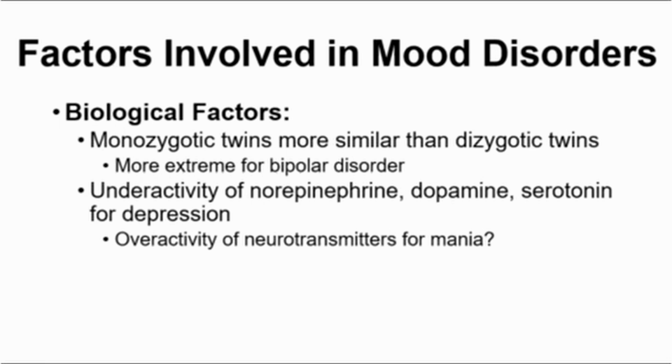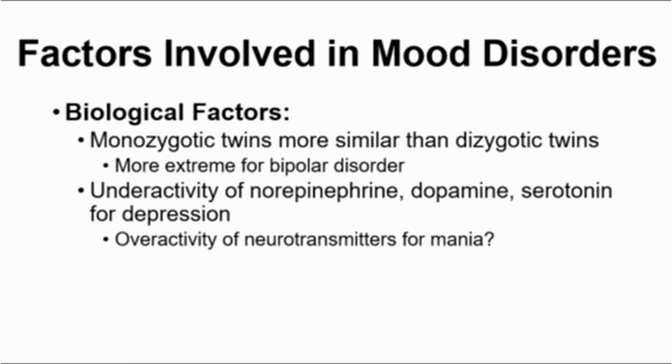are our biological factors. Unsurprisingly, because we are going to say this for all of them, we see that our monozygotic or identical twins are more similar than our dizygotic or fraternal twins. So sharing more genes means you are more likely to also share the disorder. And this is way more extreme for bipolar disorder than for just depression. So monopolar depression versus bipolar disorder, bipolar is by far much more genetic.